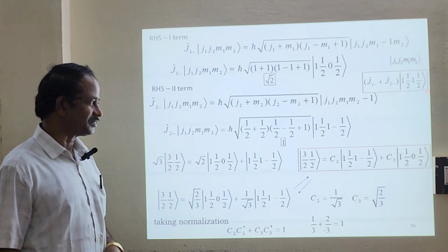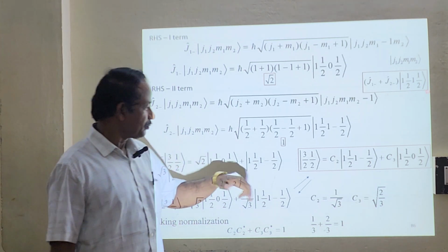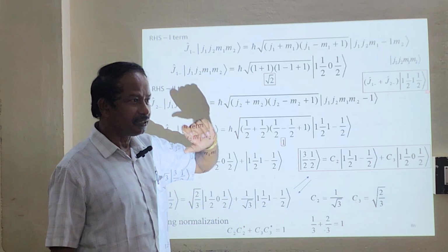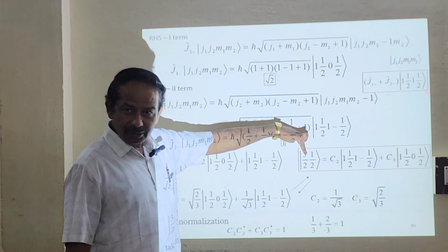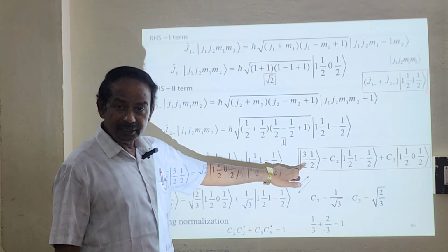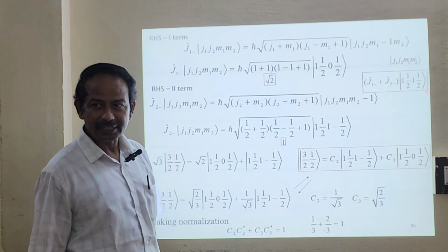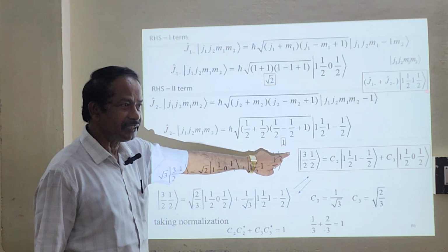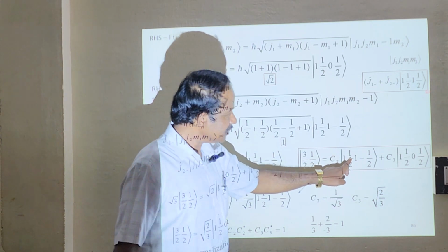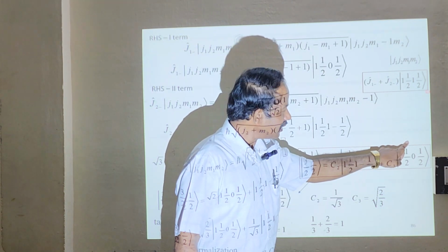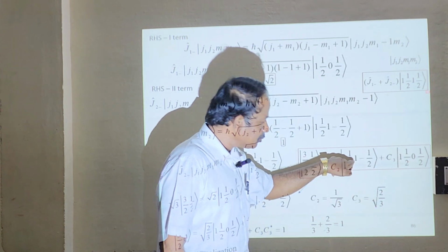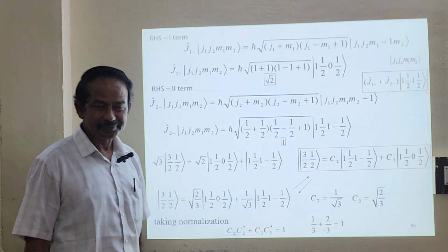How to take the normalization? Okay, so here you are going to take the normalization. I'll give you a small trick, it's very simple one. So take the bra on both sides. Okay, bra on both sides. So when you take the bra on both sides, the answer will be 1 here. This multiplied by this, this multiplied by this one, and this multiplied by this one. So we'll have 4 terms.